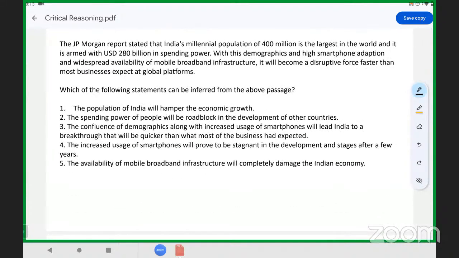Similarly, you can have a look at this statement, take 2 minutes, and we'll continue again.